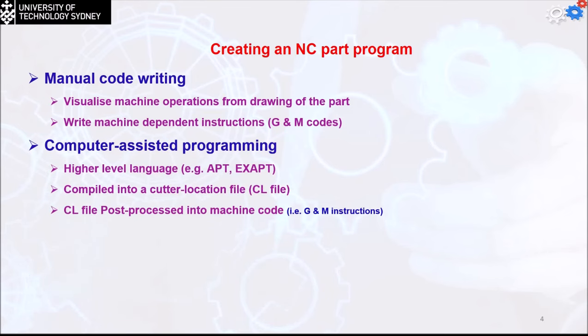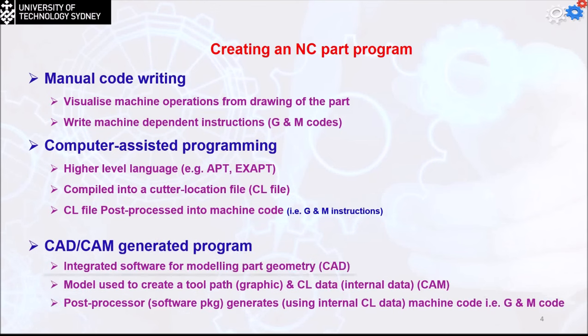We can do computer assisted programming, which is a higher level language using APT or similar, and it is going to be compiled into the cutter location file, the CL file. The CL file is going to be post-processed into the machine code, which generates the G&M instructions by using the computer software.